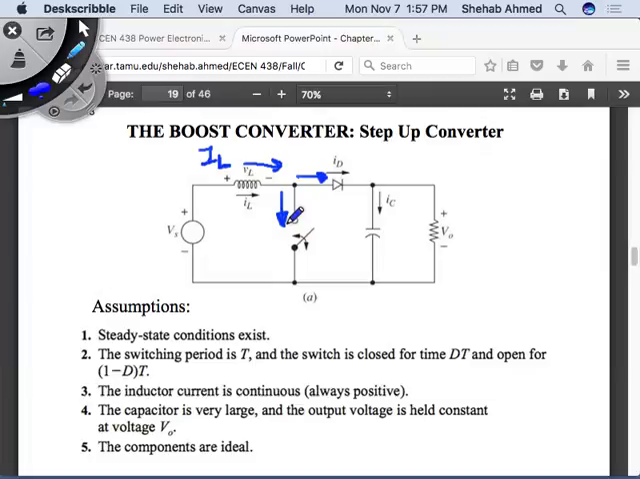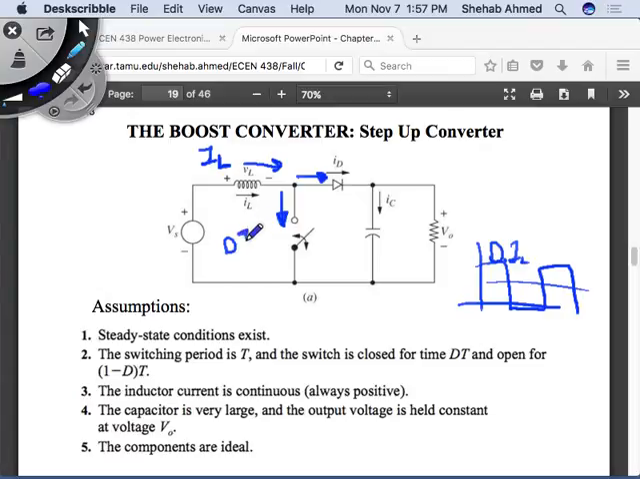If we assume it's a square wave, then what is the average value of the square wave? Exactly, it's the duty cycle times the peak. So the peak would be the inductor current in this case. So the average value of switch current would be D times IL. Average value of diode current, 1 minus D times IL. So we now have the switch peak voltage and we have the switch average current.